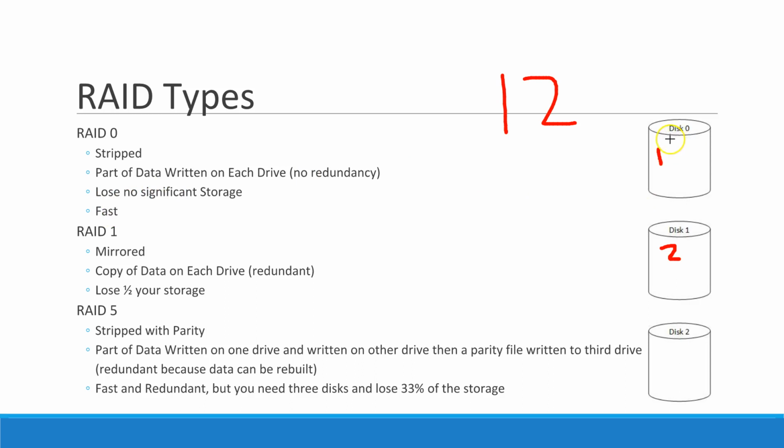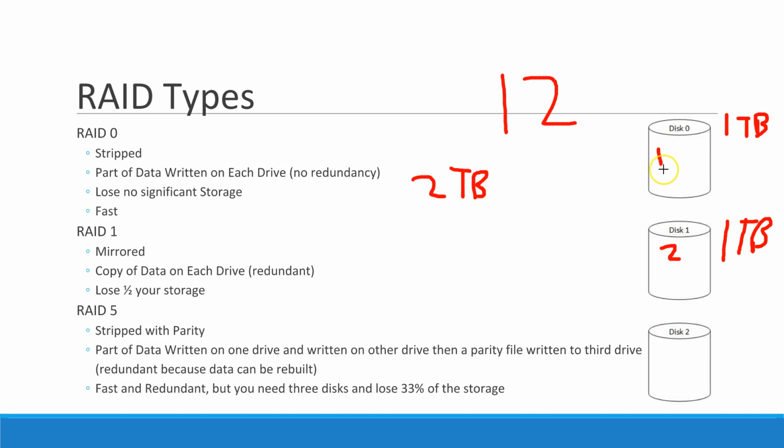The good news here is we don't lose any significant storage. When I say significant, there's a little bit of overhead, but for the most part, we don't lose any storage. If we have a 1 terabyte drive, and we've got a 1 terabyte drive here, then in the case of striped, we'd have 2 terabytes. We don't lose any storage, which is pretty cool.